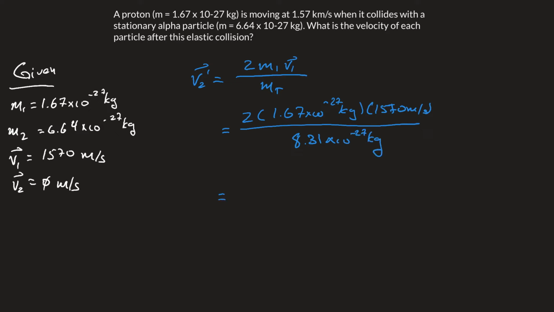We plug that into a calculator and we'll get 631 meters per second. And of course, that's forward. So there you have it. Again, this is a specific example that only works when V2 is equal to 0.